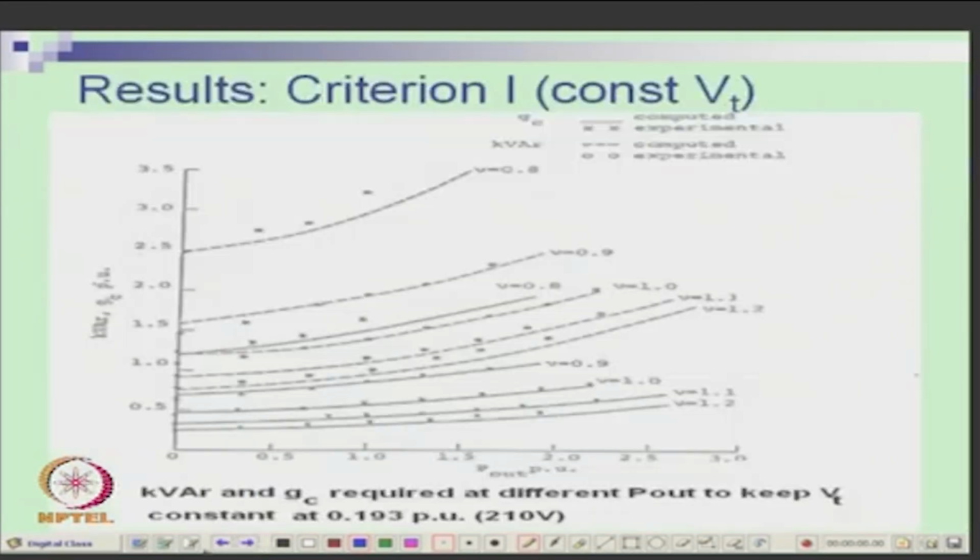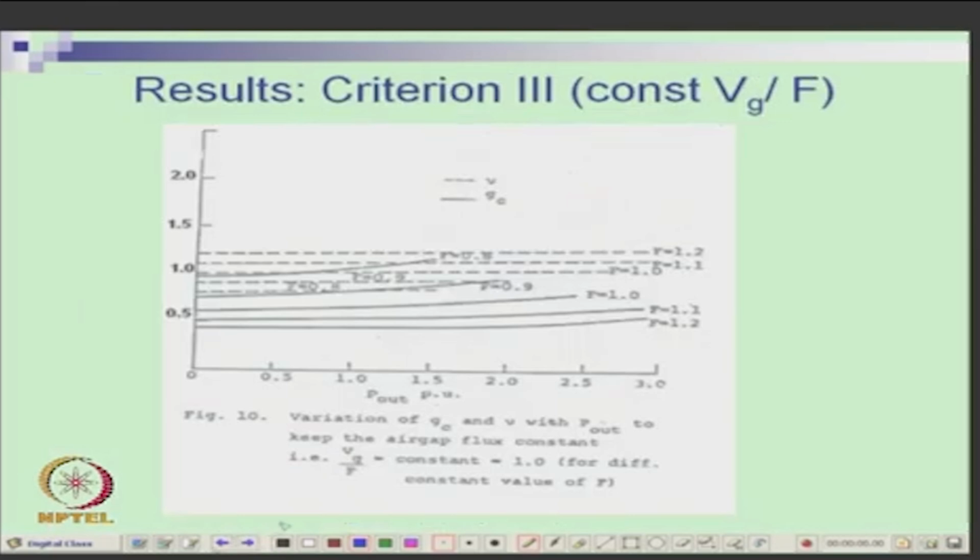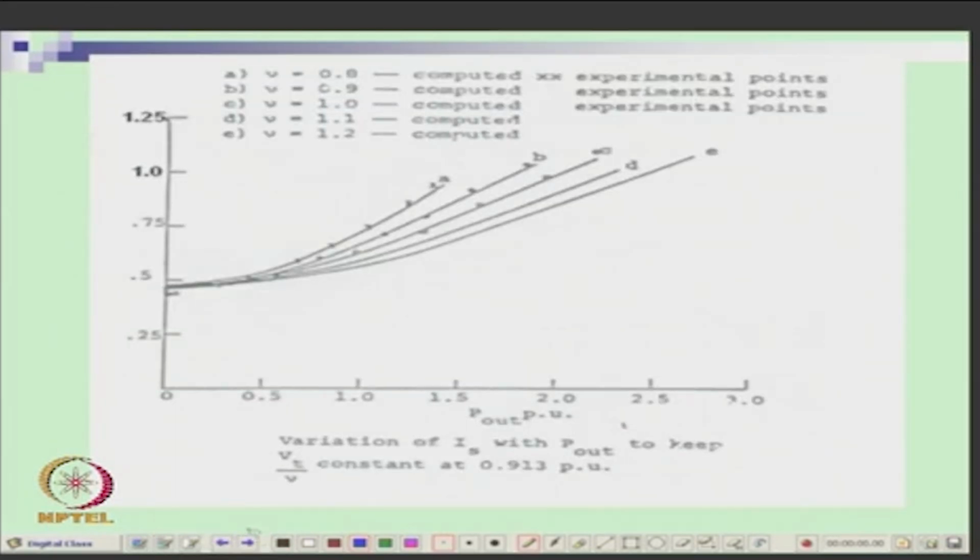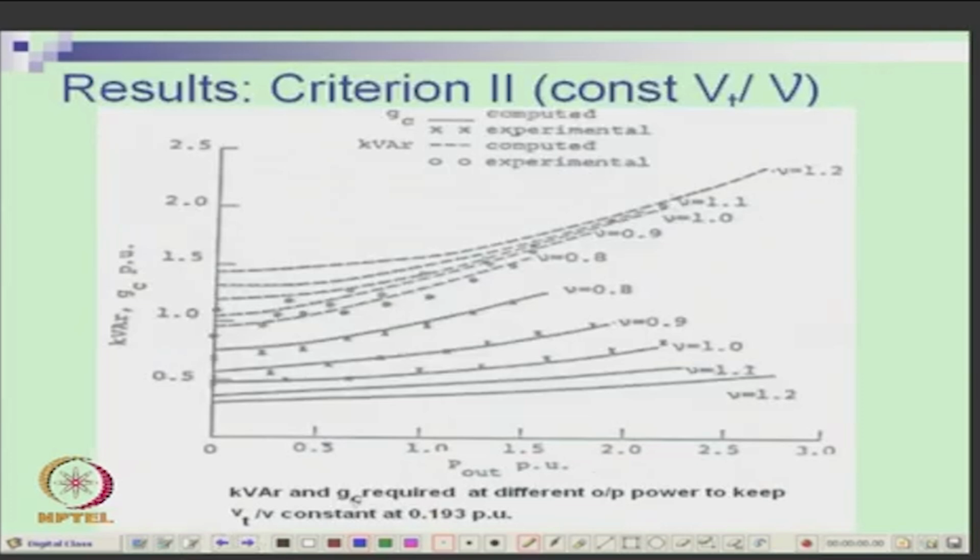Okay, these are the family of curves of how much capacitor you require, both computed and experimental, for different speeds, right, to maintain the var requirement, what is the capacitor required, at different output power to keep the terminal voltage constant at some value, at different speeds. Right. This again is var and capacitance required to maintain output constant, Vt by nu constant.